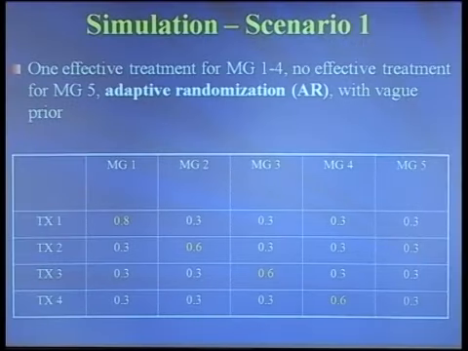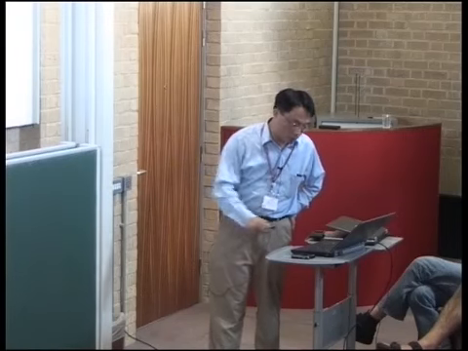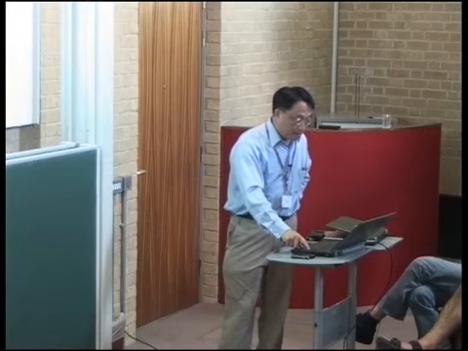So go back to the BATTLE trial, and I'm going to run very quickly due to the time constraint. With this simulation to study operating characteristics, suppose the disease control rate for marker group 1, treatment 1 is 0.8, 0.3, 0.3, etc. That means treatment 1 is the best for marker group 1, treatment 2 is best for marker group 2, etc.